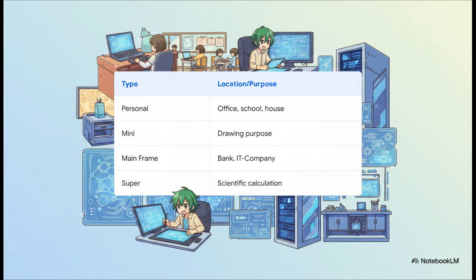Now, while that core input-output loop stays exactly the same, the machines themselves scale up and down based on what we need them to do. Generally, they fall into 4 categories. First up is the personal computer, the one sitting in an office, a school, or your house. Next is the mini-computer, which is often used for specialized drawing purposes. Then, we scale up big time to the mainframe computer. These are the absolute powerhouses sitting inside banks or IT companies, handling massive amounts of daily data. And finally, the supercomputer, which is built for incredibly complex scientific calculations. So, from a house to a high-tech lab, the core concept remains, but the sheer power shifts dramatically.